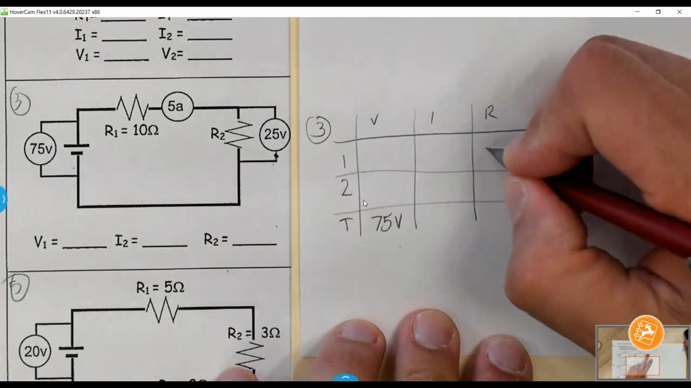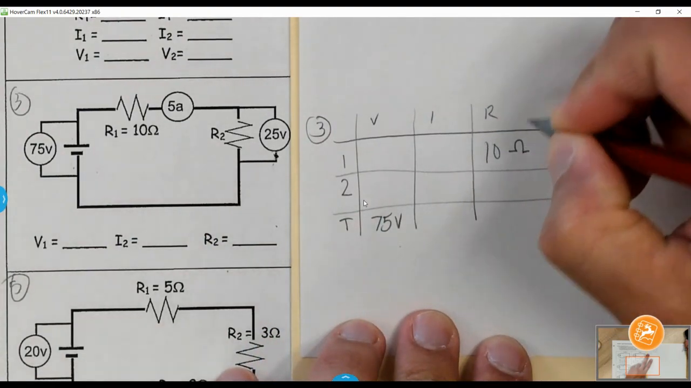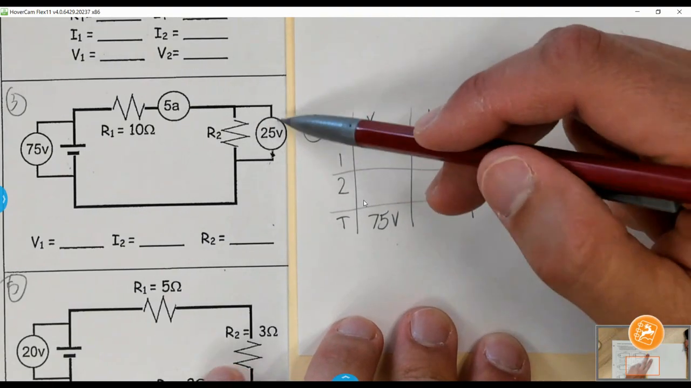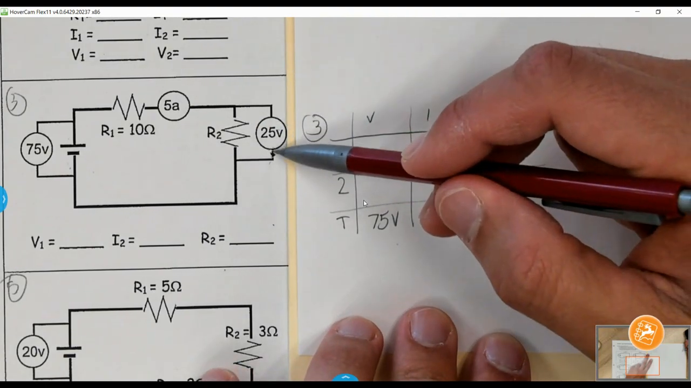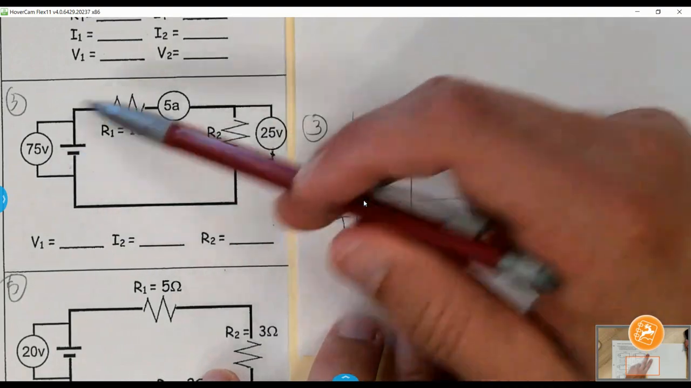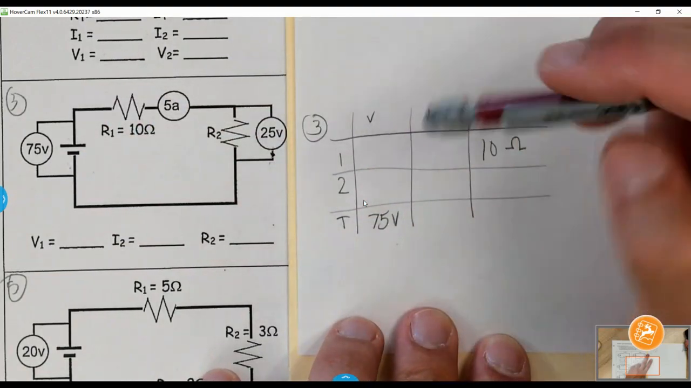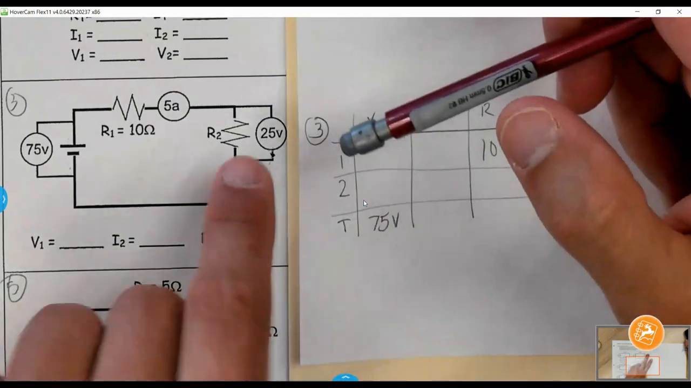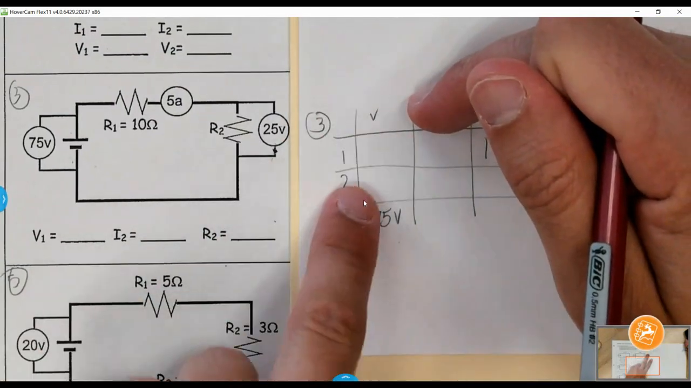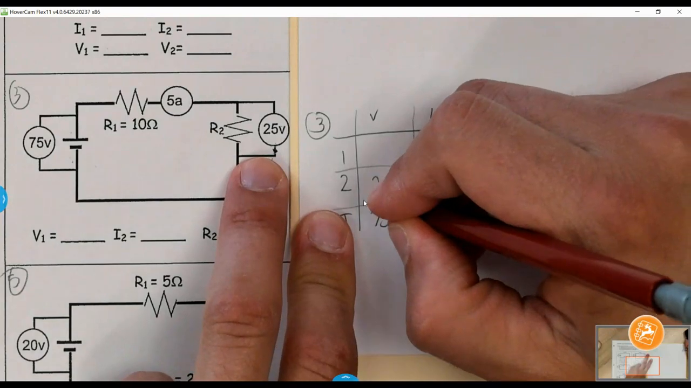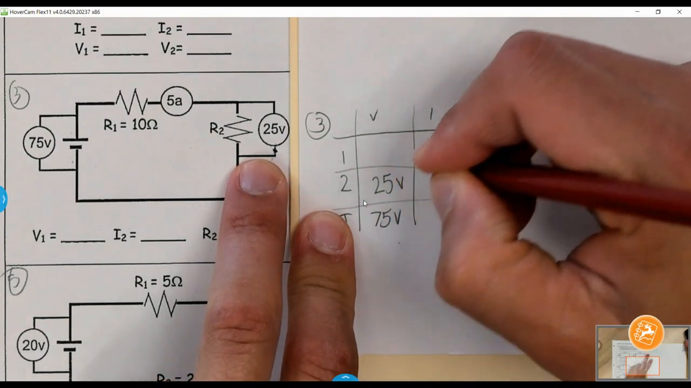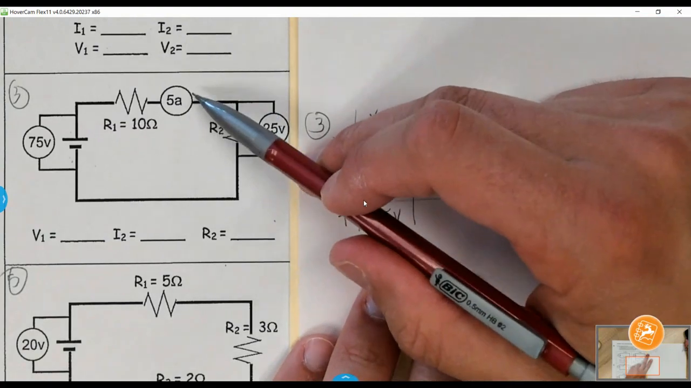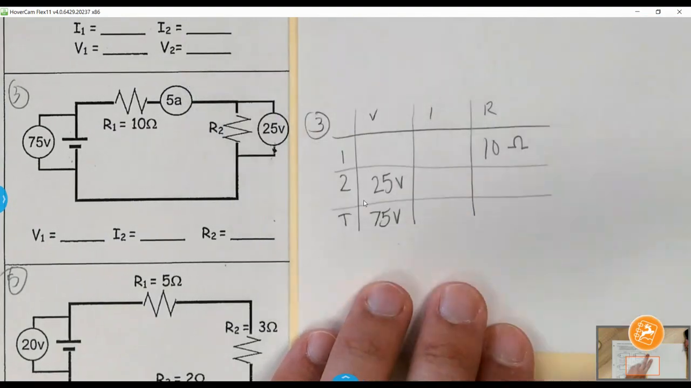What else do they give me? R1 is 10 ohms. R2, I don't know, what does this mean? Well, when you see this symbol over a resistor or over the battery, that's going to explain what that is. Since it's over resistor 2, this will become V2. So V2 is 25 volts.